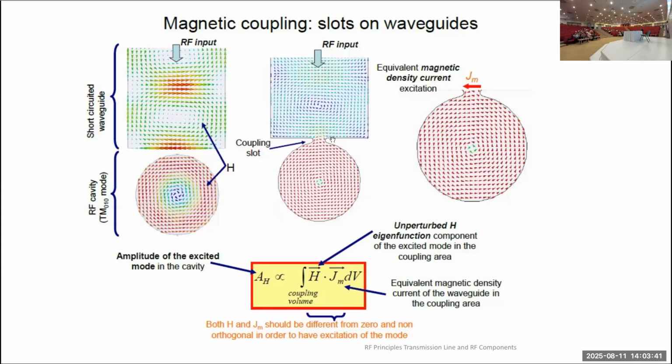If we are exciting the TM010 mode inside the cavity, in that case, the magnetic field is maximum near the walls, and we use this scheme because the magnetic field is maximum near the wall, and we couple it at the place where the magnetic field in the rectangular waveguide is maximum.